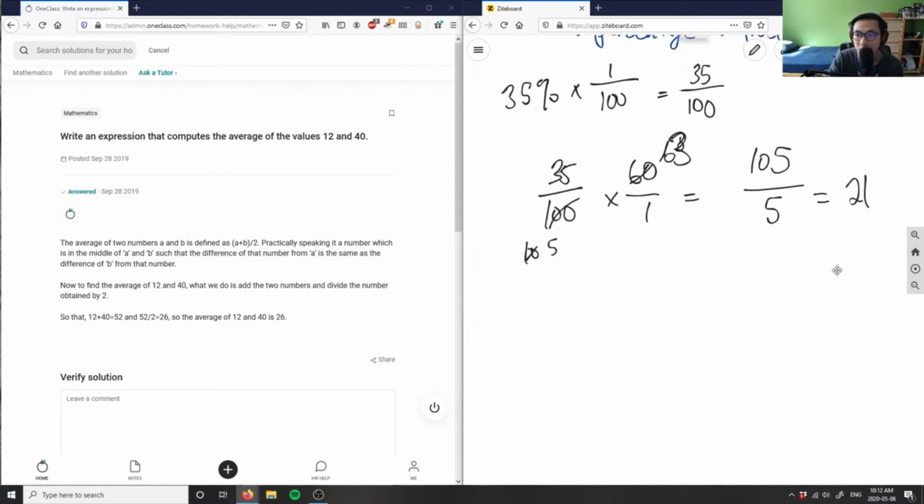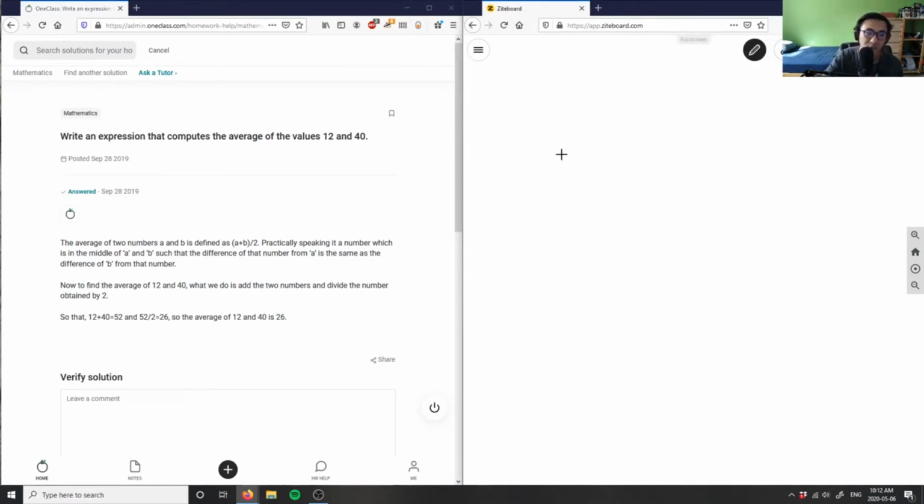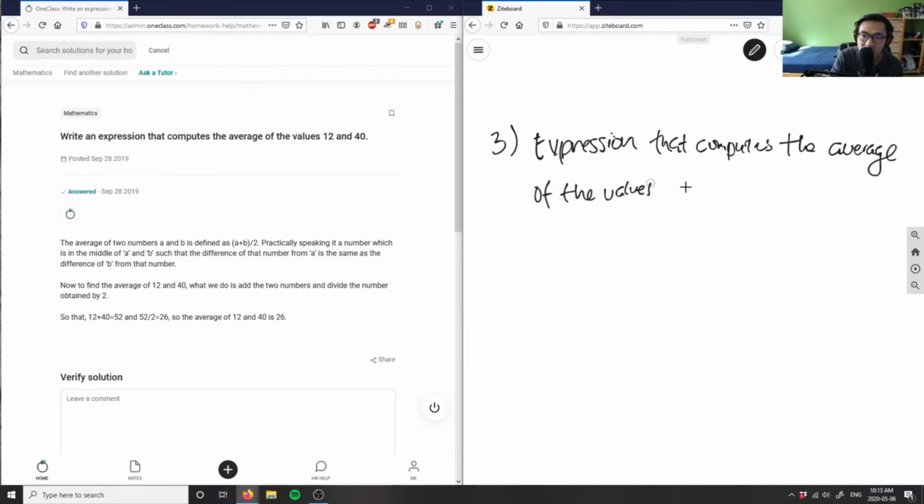All right. Number three is asking, write an expression that computes the average of the values of 12 and 40 here. So I want an expression that computes the average of the values 12 and 40.